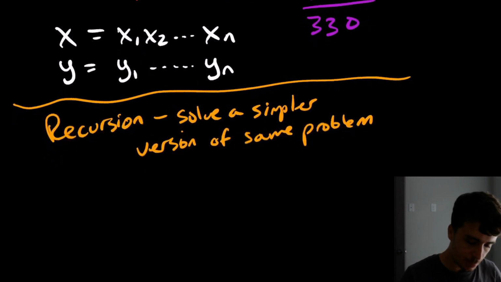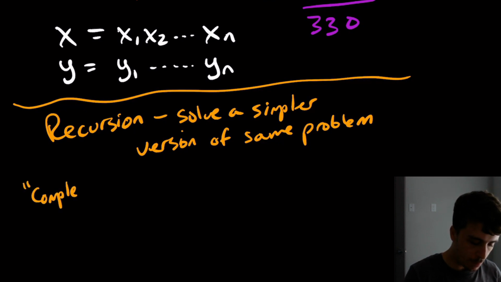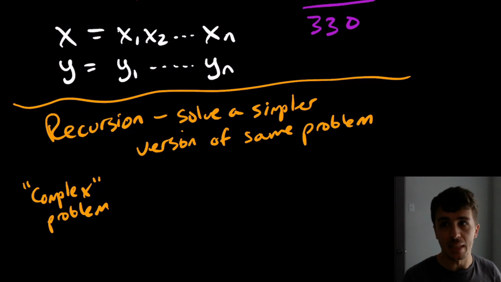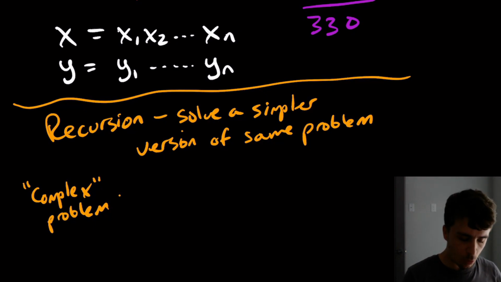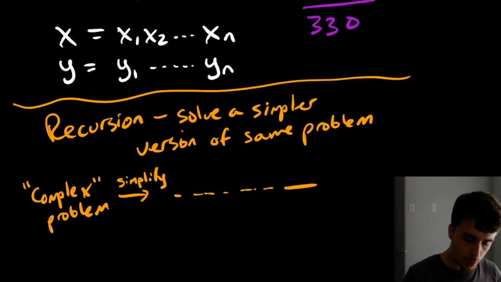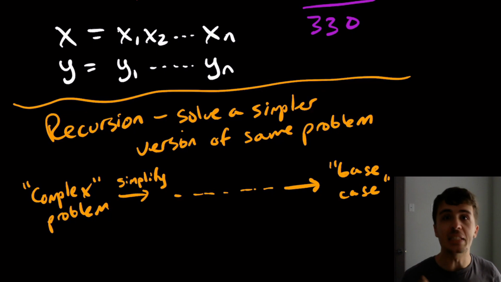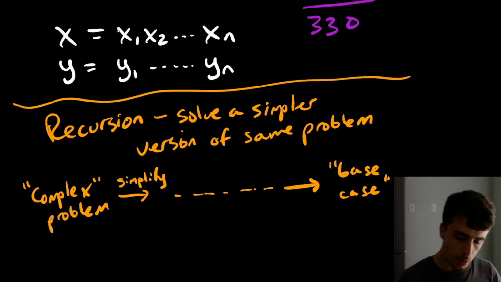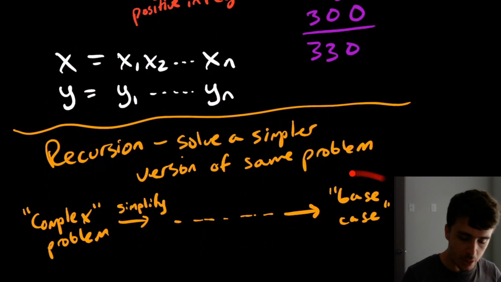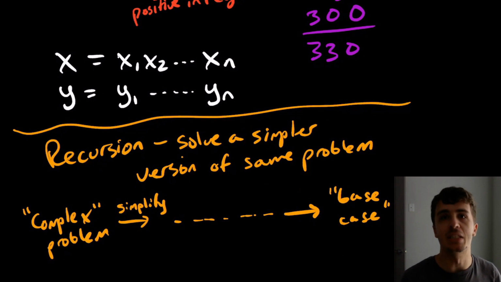So we're going to have a complex problem that we need to solve. Although this one isn't that complex, it generalizes well. Then we're going to simplify in some way over and over and over until we get to a base case, which is a really simple version of the problem that doesn't require any intuition whatsoever. In our case, for multiplication, this base case will be multiplying by 0. If you multiply any number by 0, you're going to get 0.